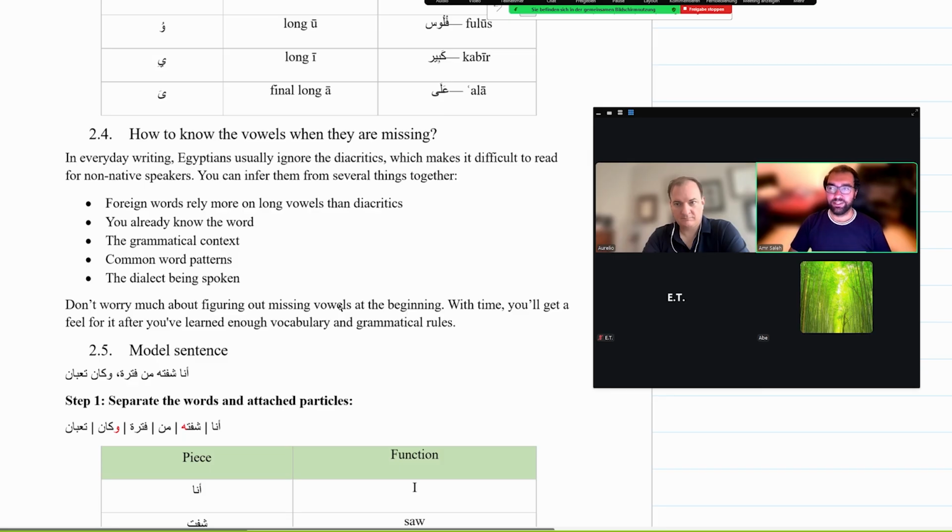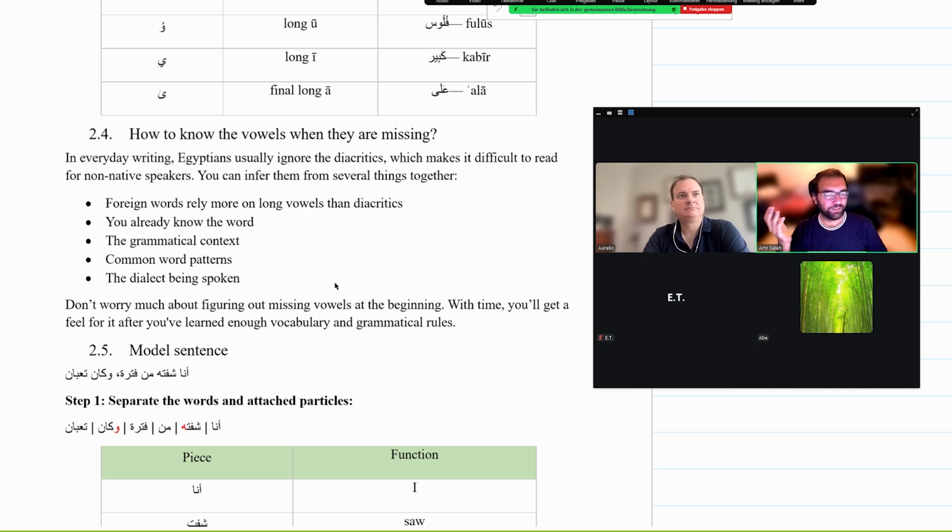Okay, so the biggest problem is that in Masri, in everyday life, you are not going to see any diacritics. So you don't know which vowels come between the consonants. So there are some ways to know how to pronounce a word.